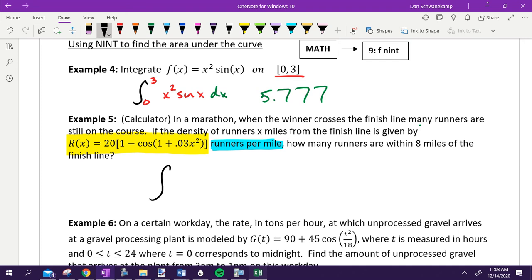We want to know how many runners, and they told me a rate of runners per mile. So the way I find out how many runners, we integrate the rate. You take the rate and you integrate it, and that will tell you the amount. Okay? So I'm going to integrate this rate, r of x dx. From when to when do I want to integrate this thing? 0 to 8, because I want to know within 8 miles. So all I have to do is type it in.